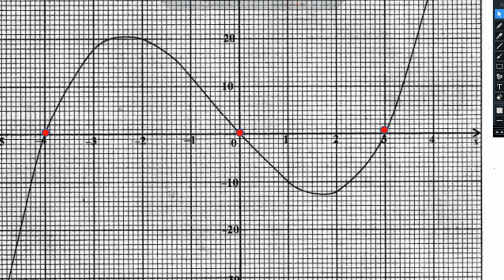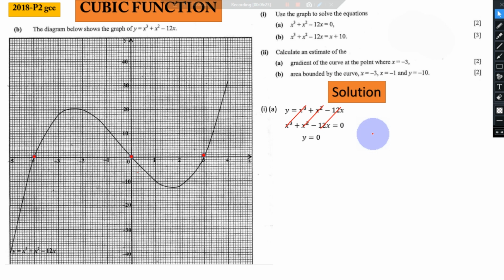We don't get the y value. The solutions are the x values. So at this point here, what is my x value here? This is -4. If you look at here, this is 0. Here, +3. Good. So those are our answers. So we have x equals -4, x equals 0, x equals 3.